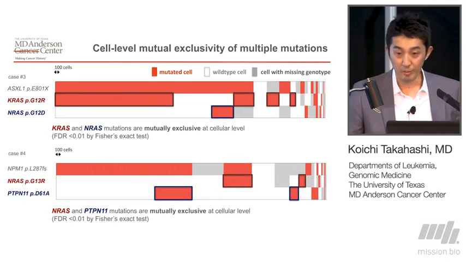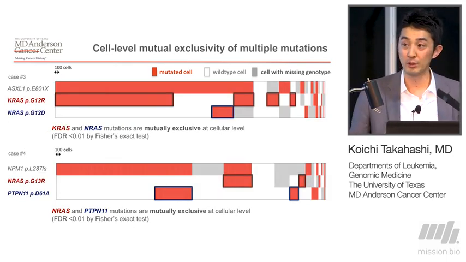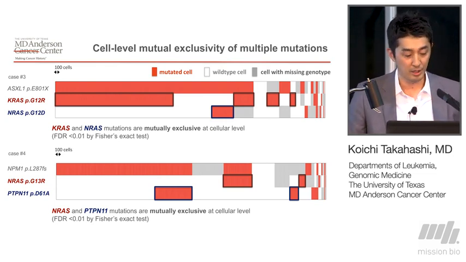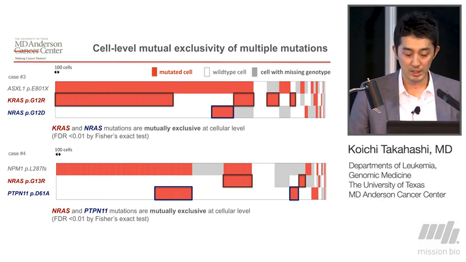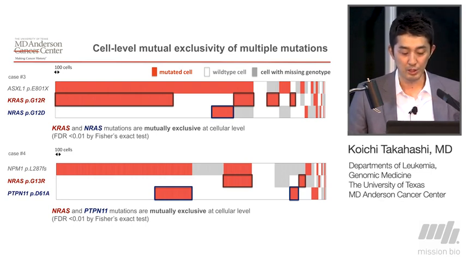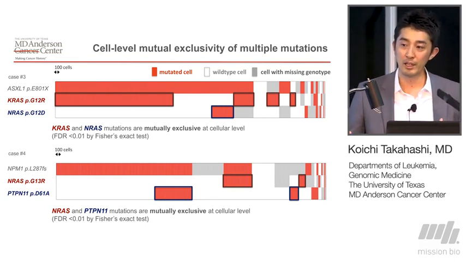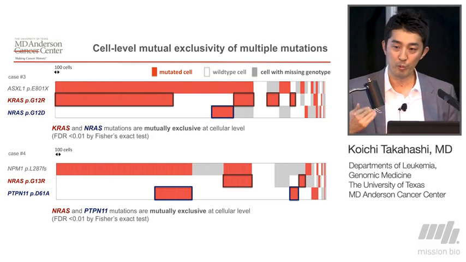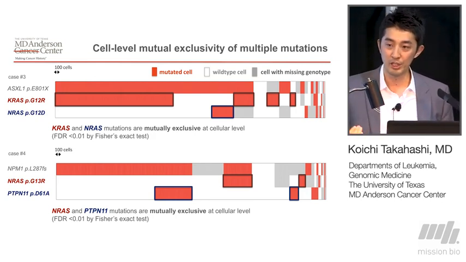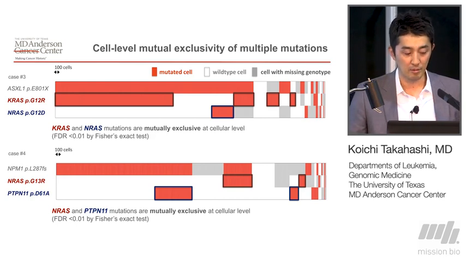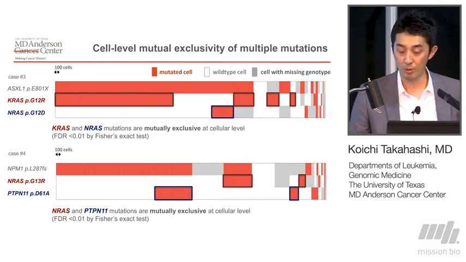An interesting finding starts to emerge when we look at these mutually exclusive patterns. So for this case number 3, which had a KRAS mutation and an NRAS mutation, we clearly see that this KRAS mutation and NRAS mutation do not co-occur with each other at the single cell level. And since now we have 7,000 or 8,000 cells being interrogated, we are able to analyze this in a statistical way to give more confidence that these 2 mutations don't co-occur at the statistical level. And by the Fisher's exact test, really these 2 mutations did not co-occur.